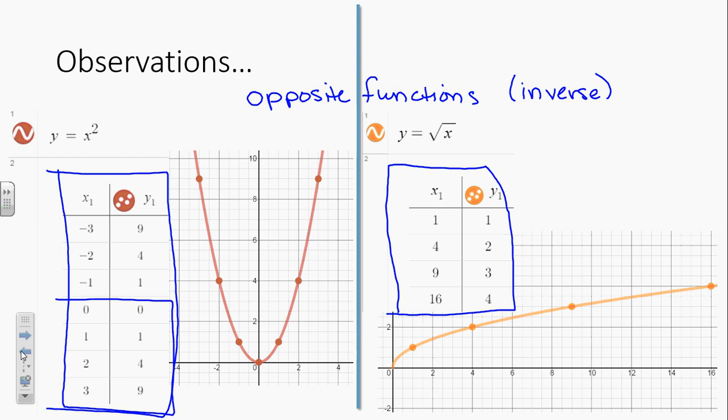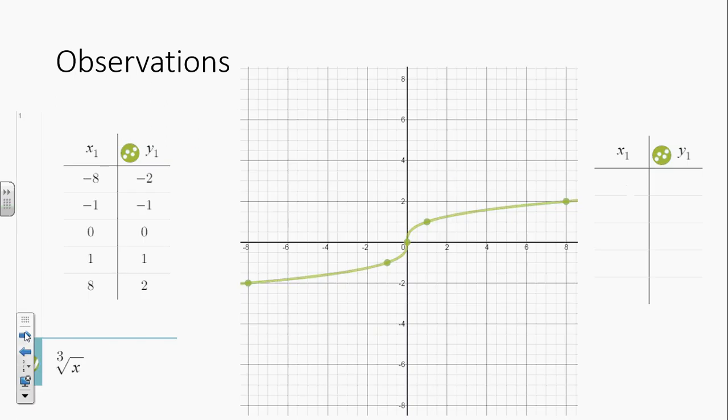The x's and y's are just what? Flipped. Okay? So if I wanted to find the inverse and I have these points, what would I need to do? Flip them. Okay?